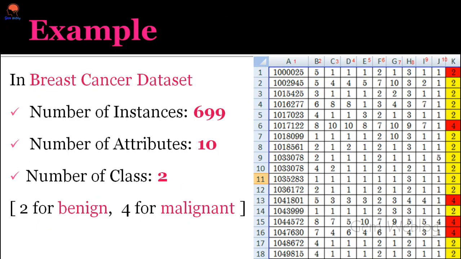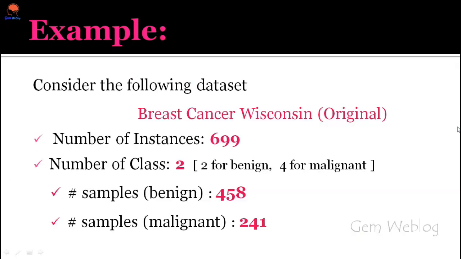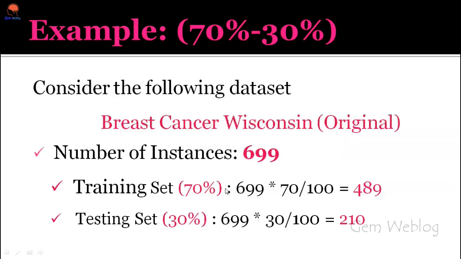Now we will look into the dataset in detail. In the breast cancer dataset, the number of instances is 699. The number of attributes is 10, 1 to 10, and the number of classes is 2: 2 for benign and 4 for malignant. Now we will see the number of samples with respect to class label. The number of samples that belong to the benign class is 458 and the number of samples that belong to the malignant class is 241. So totally 699 samples.